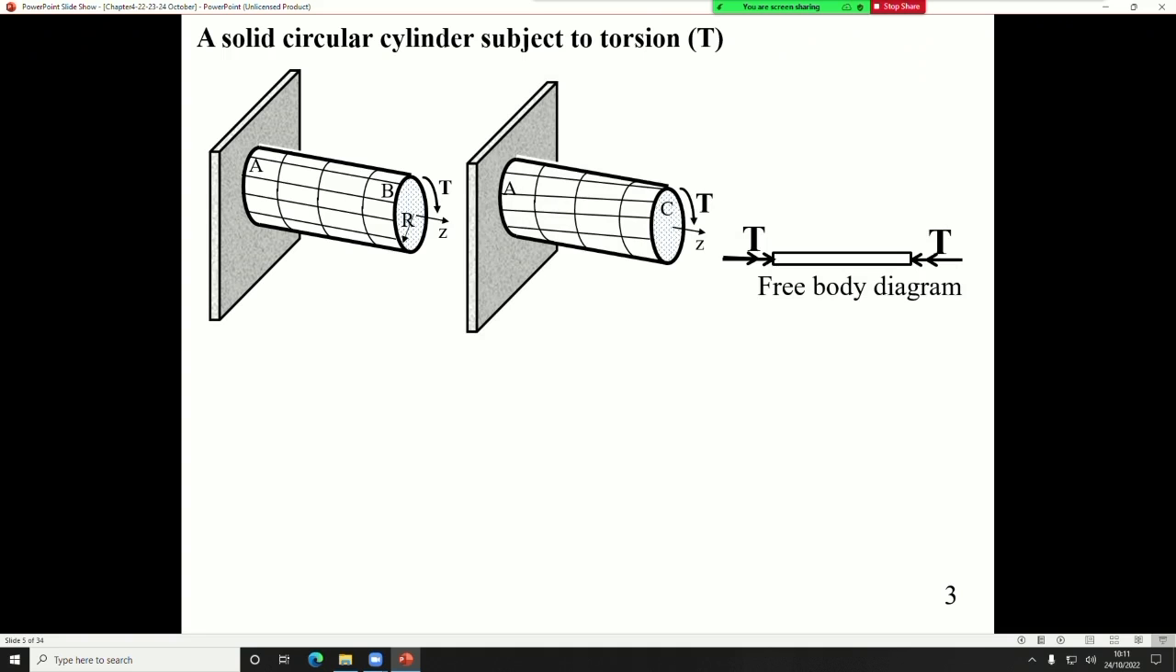So based on what we know, if I apply a torque on the other side, it twists. One cross section on one side rotates with respect to the other side. The other side is fixed and has no rotation, but this side, the free side, rotates.